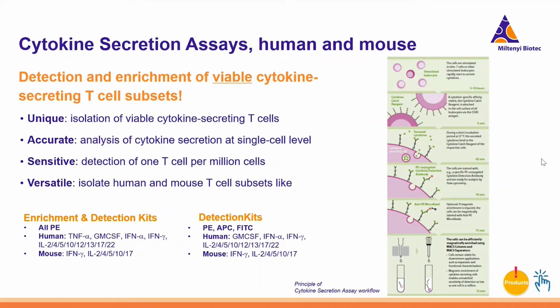In an optional third step, the fluorophore-labeled cytokine-secreting cells can be specifically enriched and used in downstream assays by using anti-fluorophore magnetic beads. So consequently, our cytokine secretion assays come in two versions. For flow detection only, we have the so-called detection kits. For the separation of viable cytokine secreting cells, we have the detection and enrichment kits, including the additional enrichment step via a MACS column.